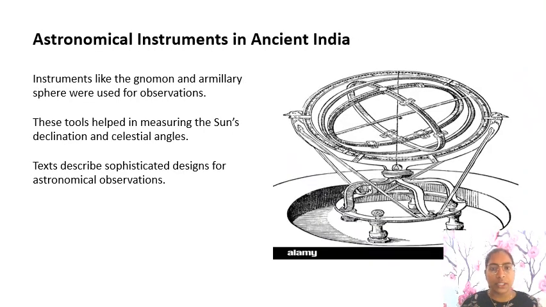Astronomical instruments in ancient India. Instruments like the gnomon and armillary spheres were used for observations. These tools helped in measuring the sun's declination and celestial angles. Texts describe sophisticated designs for astronomical observation.